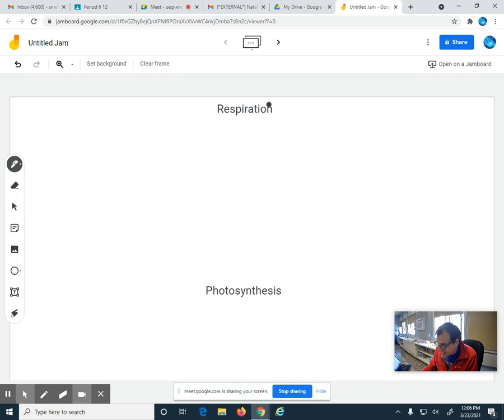The characteristics and needs of living things: all things have to make energy. All things need to make energy every single day, all day long. If you're not making energy, you're not a living thing. Okay? And respiration is the key way that most things make energy.